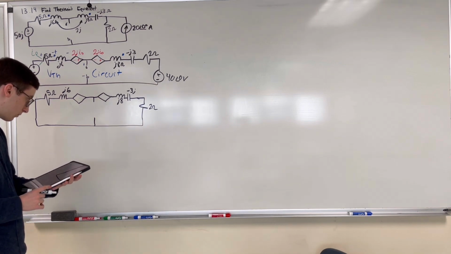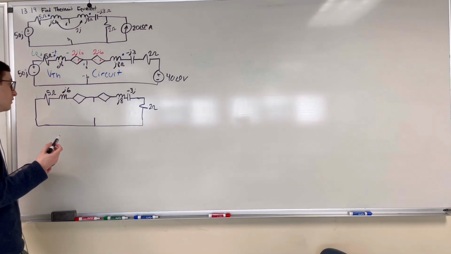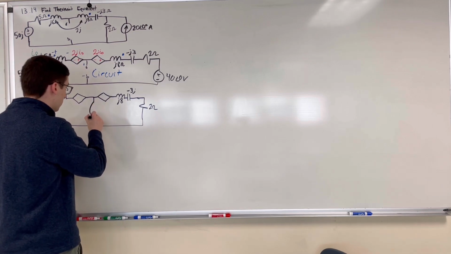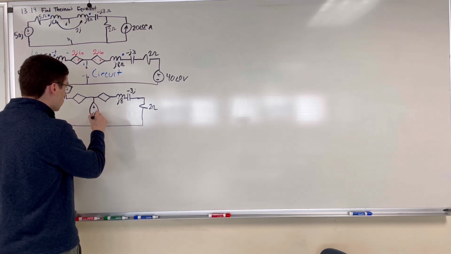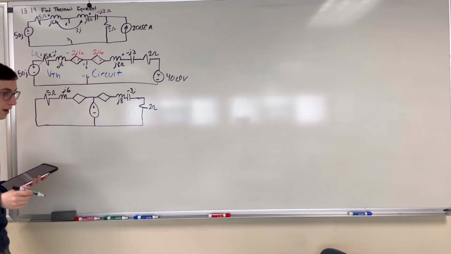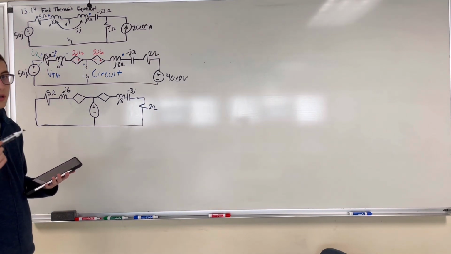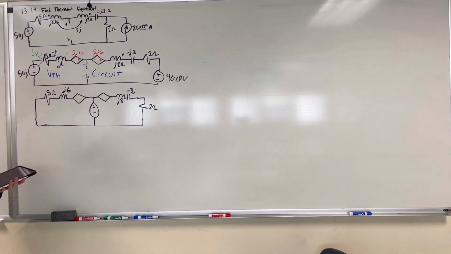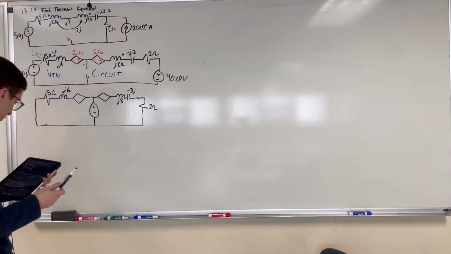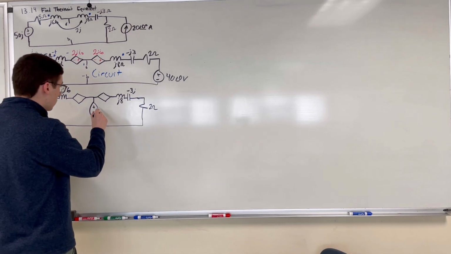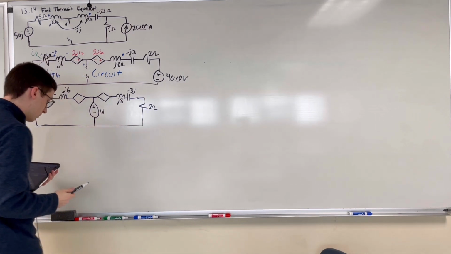So what I like to do is put in a voltage source. You can put in a current source. Actually, in the slides, they do a current source, and it makes it a little bit easier, but you just have to remember your rules for supermeshes. So what I introduce is a 1 volt source.